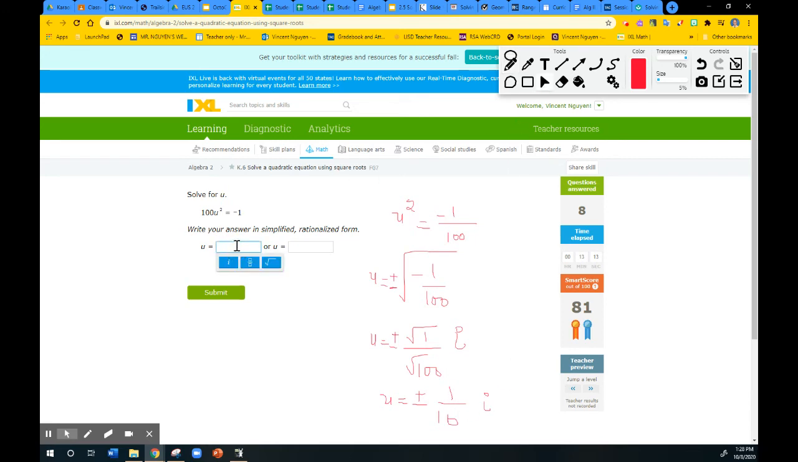Okay, so I'm going to write it like this. Positive 1 over 10, and then move out. Make sure you move out. Don't put the i on the bottom. The i is supposed to be on the side like that. And then negative 1 over 10, and then move out to the side and put an i in there. All right, and we're good.